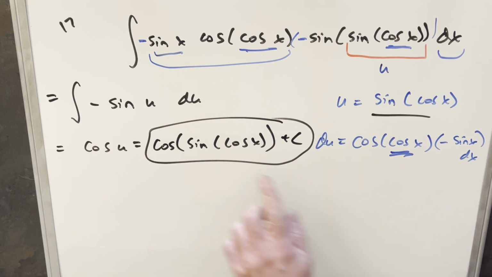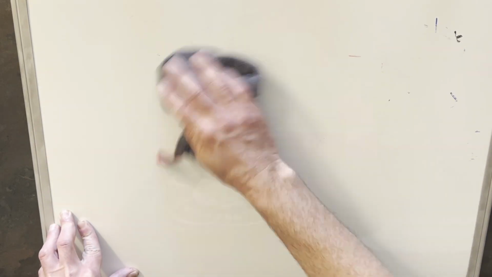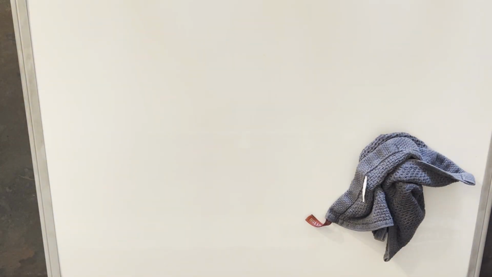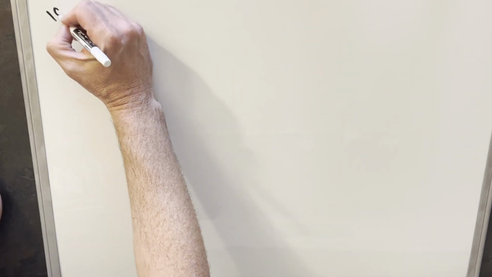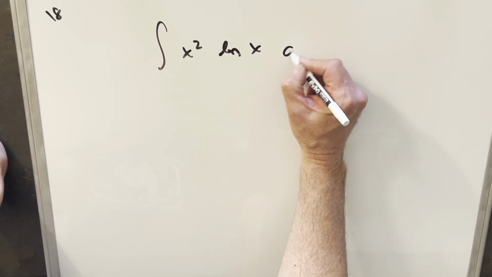So, right, okay, that's good. Okay, last problem, 18, if I can find it. Where did 18 go? Okay, 18. 18 is not too bad. Okay, 18, we're going to have just x squared natural log x dx.